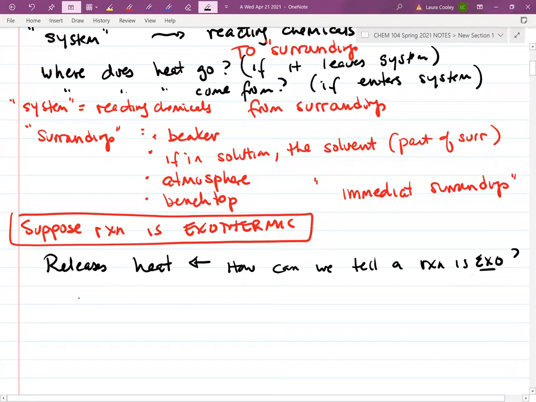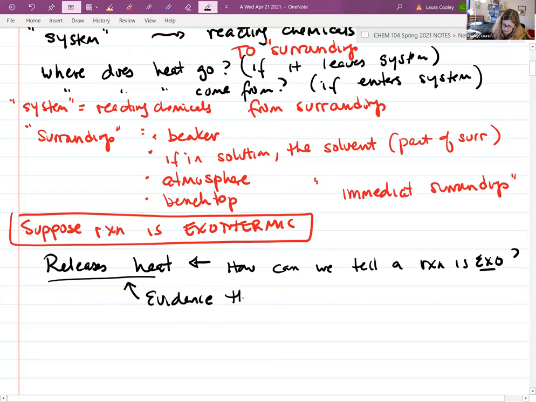Anybody? Would that be like when it comes to like boiling and stuff like that? Well, boiling isn't technically a reaction, right? And boiling doesn't release heat. Boiling actually requires heat. So boiling is endothermic and we're putting heat in, right? But if a reaction just happens by itself, and if a reaction just releases heat, then somebody said the surroundings increases in heat. So the evidence that a reaction is exothermic is that it releases heat, right?